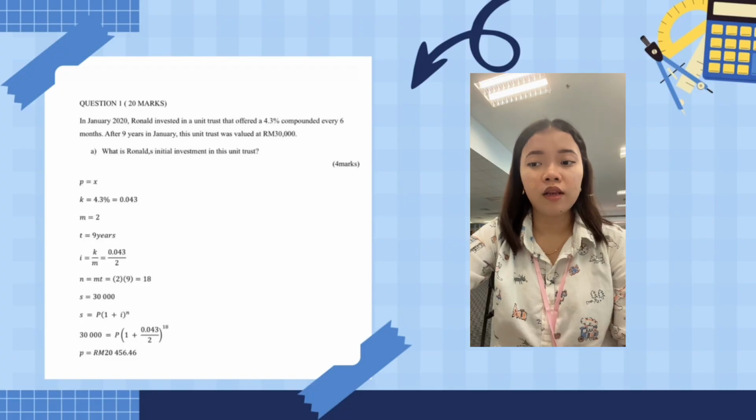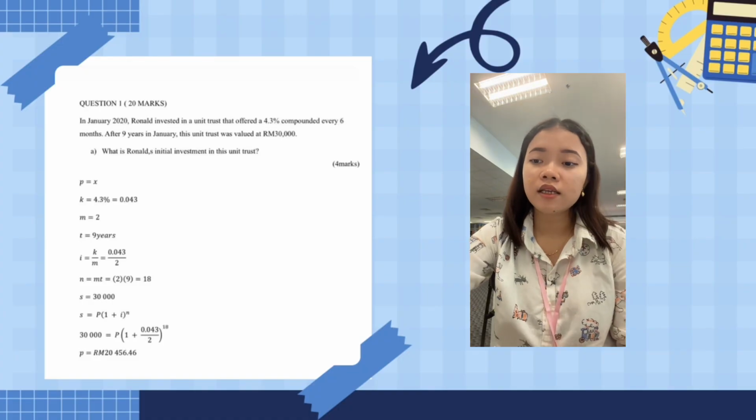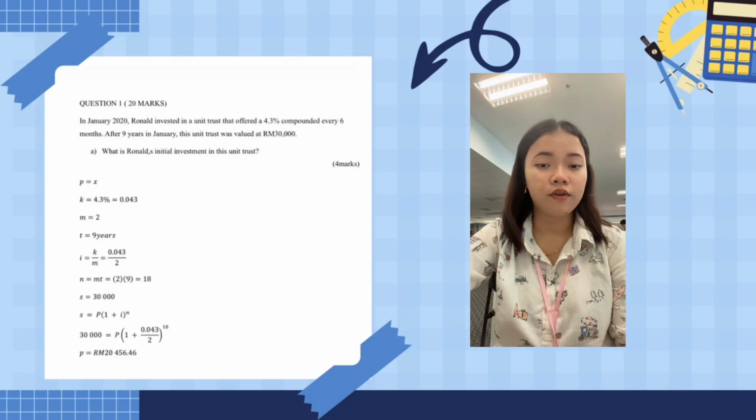By using the formula S equals P times (1 plus i) to the power of n, 30,000 equals P times (1 plus 0.043 over 2) to the power of 18, we are going to get 20,456 ringgit and 46 cents. That was Ronald's initial investment.